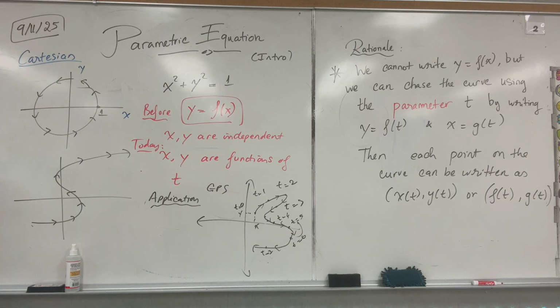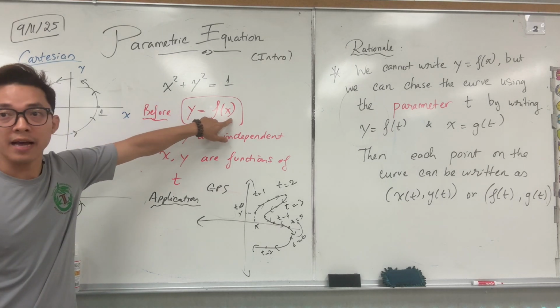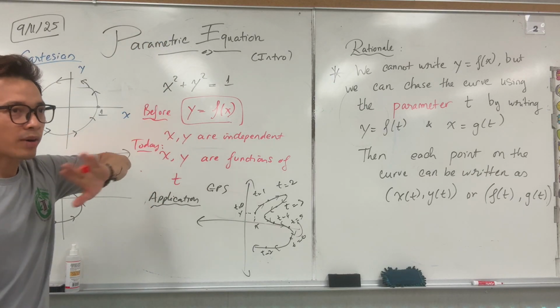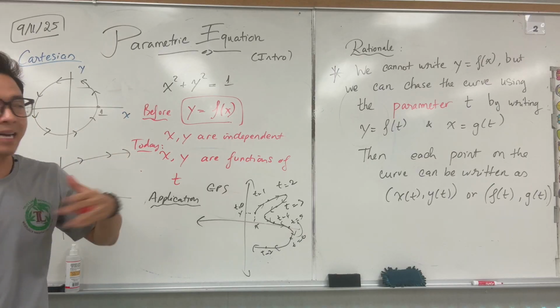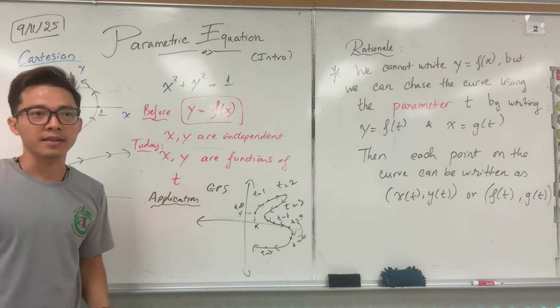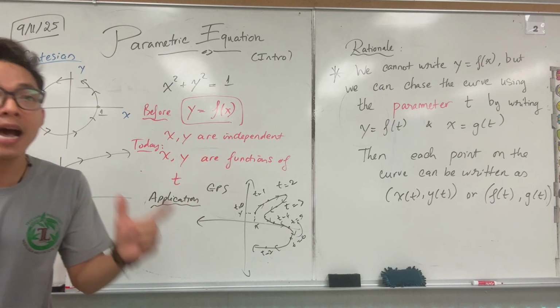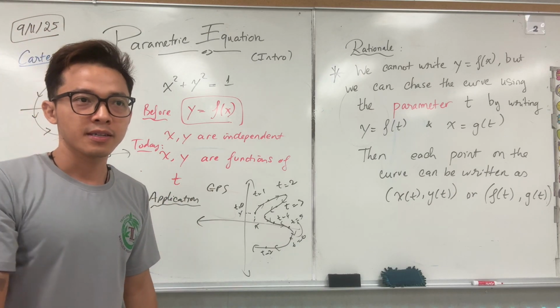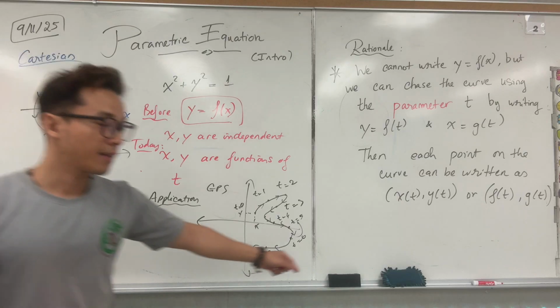Question: so the t is like the x or the y? X is a function of t, y is a function of t. Not like before. Before, y is a function of x, right? You give me x, I give you back y. But now that does not work anymore. If you give me x, I cannot give you y. But if you give me t, I can give you both x and y. Like if you give me a time, I can give you exactly the longitude and the latitude.